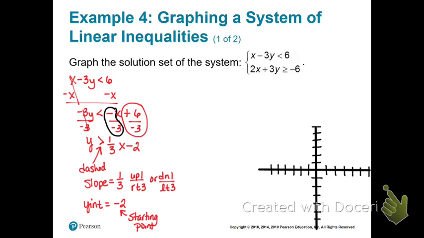Alright, so when I go to graph this, you told me negative 2 was my starting point. So on the y-axis, I went to negative 2 for my y-intercept. And then you said we're going to go up 1 and right 3. Or we could go down 1 and left 3. Remember, you need at least 3 points to make your line. And you told me it was dashed.